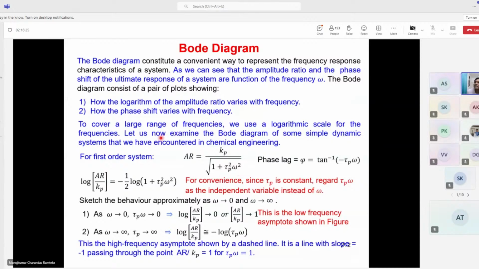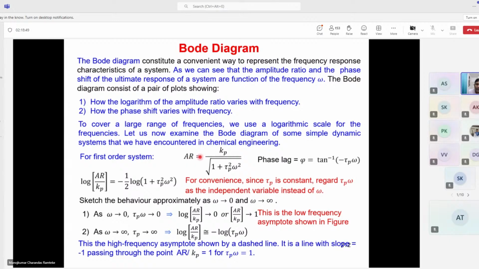Okay. So typically the log plot is used for representing AR versus omega, and a semi-log plot is used to represent the phase angle versus omega. Okay. So let's look at the first order system. The first order system amplitude ratio is given as Kp divided by under root 1 plus tau p square omega square, and the phase angle is given by tan inverse of minus tau p omega.